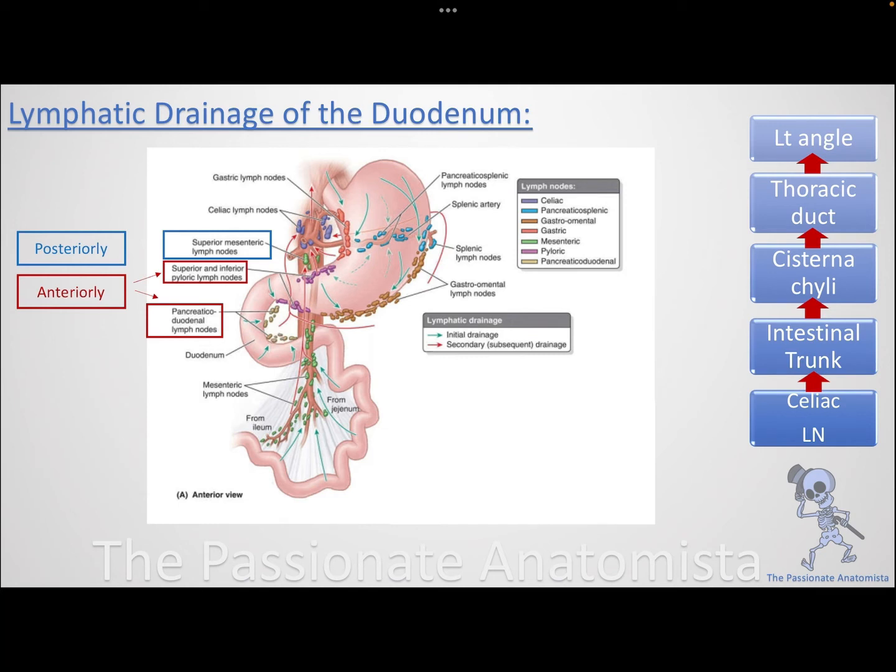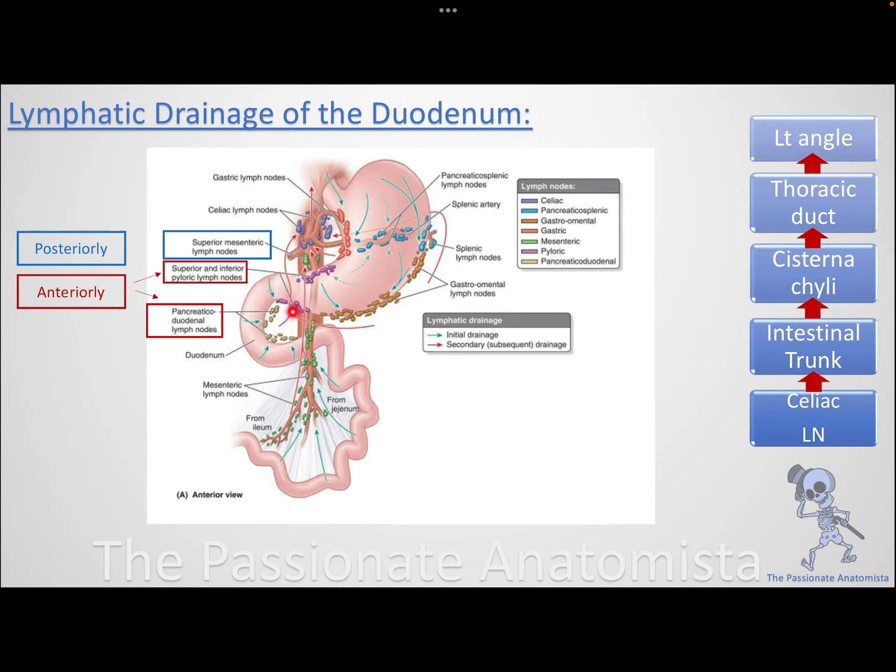Remember, when I told you previously that the duodenum and the head of pancreas are considered as one functional unit. And remember when we talked about the pancreas, we said that we have two pancreatic groups and the pyloric group, right? But because the pancreatico-splenic is away from the duodenum, it's not related to it, so that drains only the pancreas.